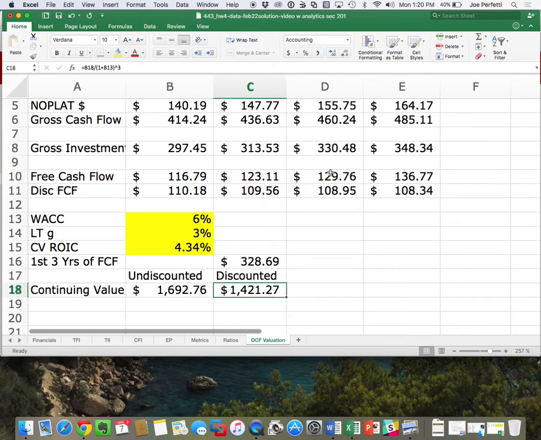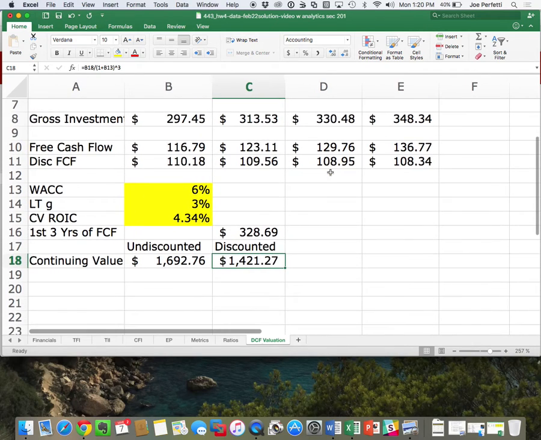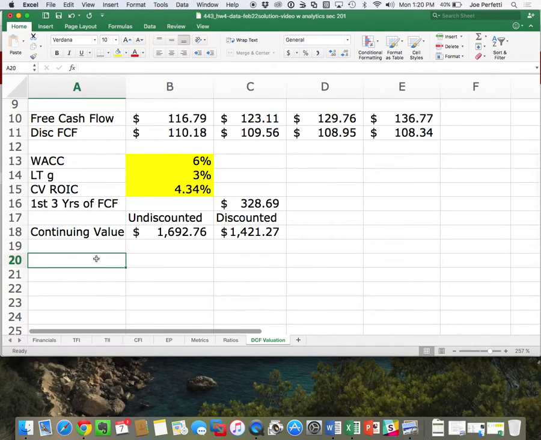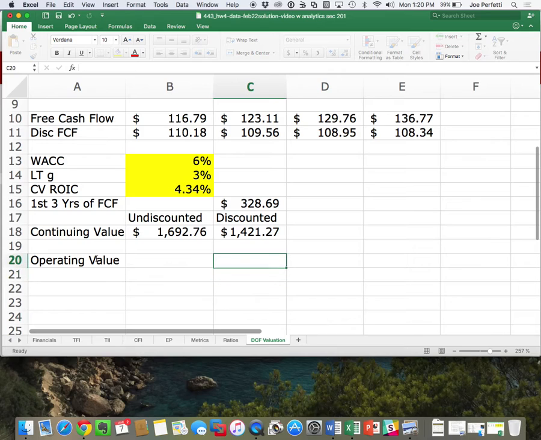Questions about that? Because what we've basically said is therefore the operating value of this firm is the first 3 years and the continuing value, 1749.97. That's the value of this firm from its free cash flow by running its operations, assuming those ratios come true. Questions? Pretty straightforward?